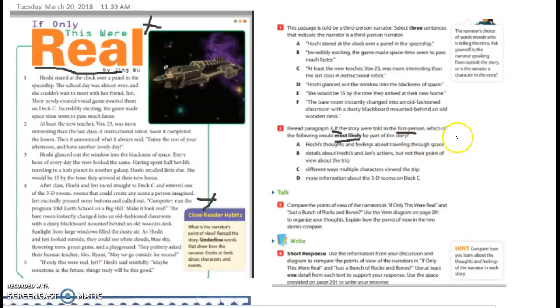So that's important for us to think about because we are going to be using our inferencing here and using the background knowledge we know plus our details to make an inference. Number 3 is compare the points of view of the narrators in If Only This Were Real and Just a Bunch of Rocks and Bones. Use the Venn diagram on page 291 and organize your thoughts. Explain how the points of view for the 2 stories are different and the same and compare.